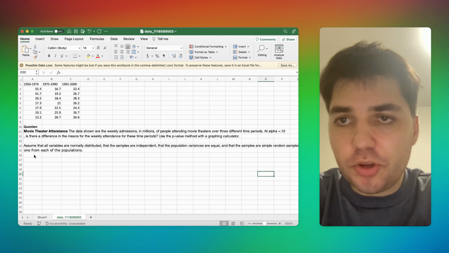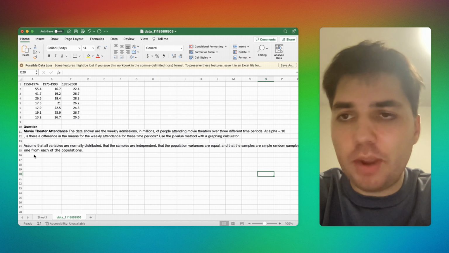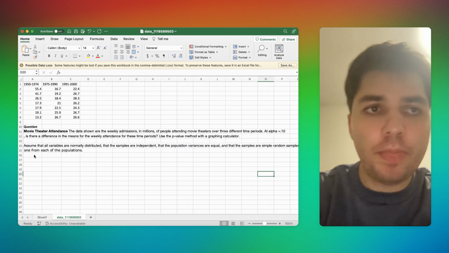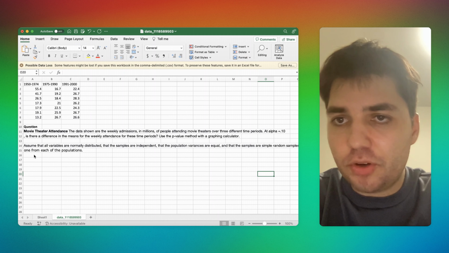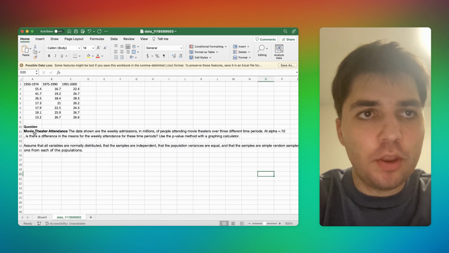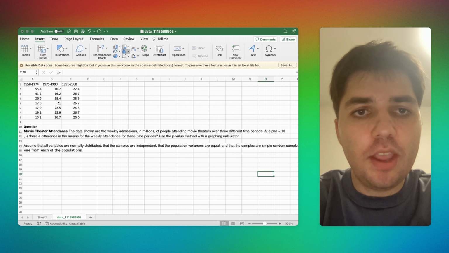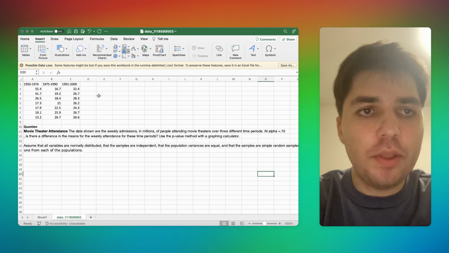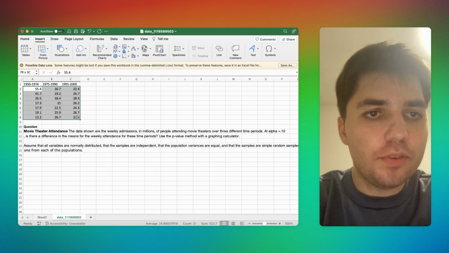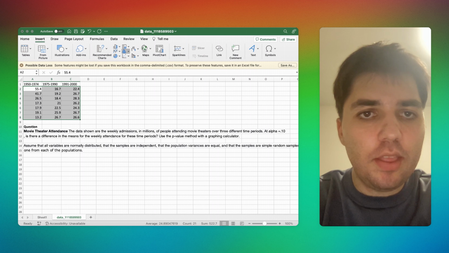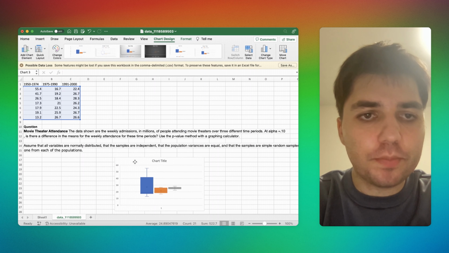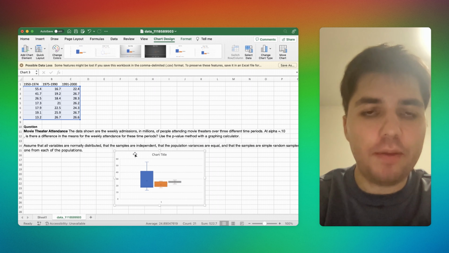So the first thing I'll do if I am given this data is I might want to try and visualize it. And one way I would like to visualize this is using a box plot. So I would go to Insert, I would go to the Graph section, I would go under Histogram, and I would click Box and Whisker. But first, let me highlight the data. So I'm going to highlight the data, then I'm going to click Box and Whisker. So moving this a little bit.